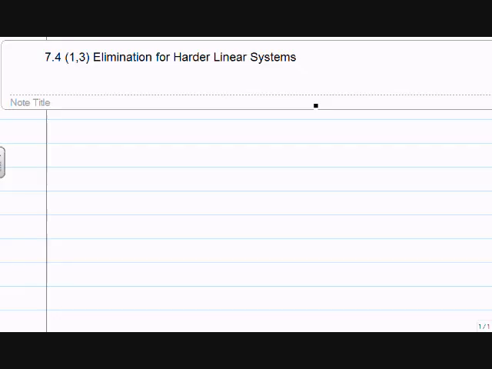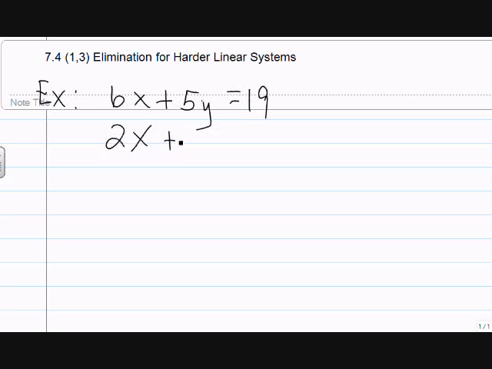So today we're doing section 7.4, and this is solving linear systems using elimination, but we have to do multiplying first. So let's see what happens here. I'm going to give you an example. So these are some examples. 2x plus 3y equals 5.